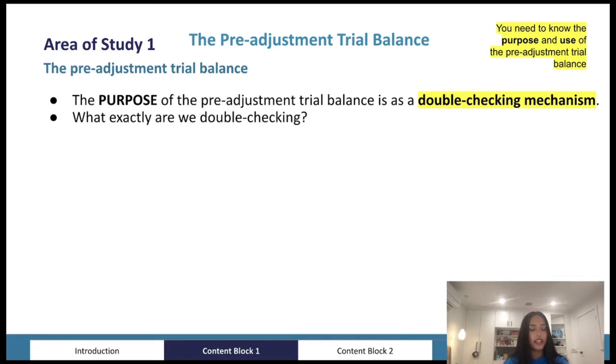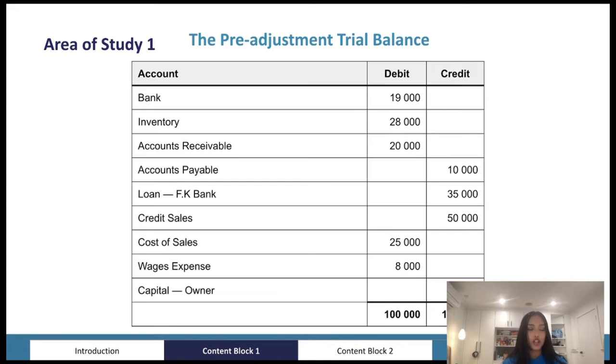Okay, it's also important that you know the purpose of the pre-adjustment trial balance. You can be asked this in a theory question, and basically the reason why we prepare a pre-adjustment trial balance is to use it as a double-checking mechanism. So going back to our completed pre-adjustment trial balance, what we're double-checking is these totals. Like I said before, the totals of the pre-adjustment trial balance have to match. So all debits must equal all credits, and so the debit and credit balances should match. If the totals don't match, then we have to check for and correct any mistakes or any errors we might have made.